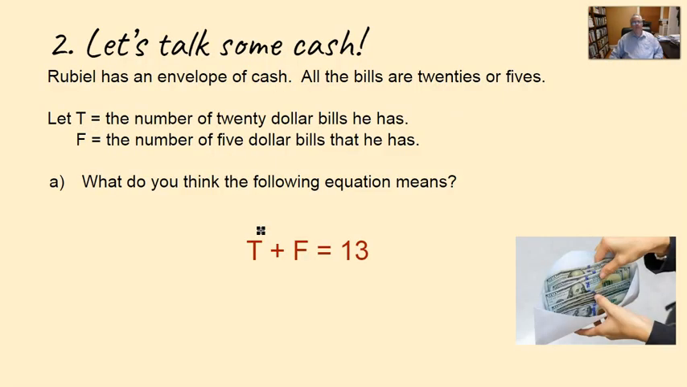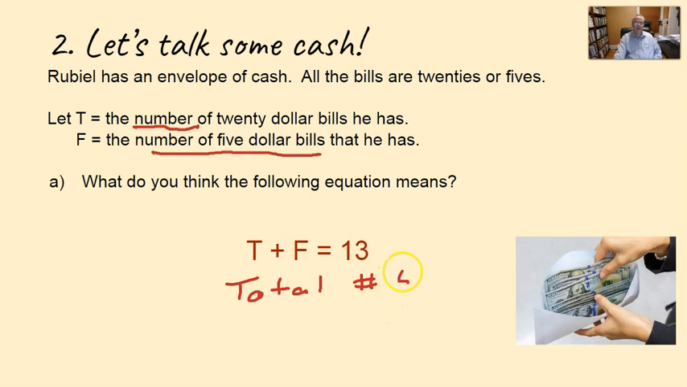All right, here's another example. Rubio has an envelope of cash, and all the bills are 20s and 5s. So he has an envelope of money with 20s and 5s in it. All right, so we're going to let T be the number of $20 bills he has, and F is the number of $5 bills that he has. Okay, so if T plus F equals 13, what does that mean?